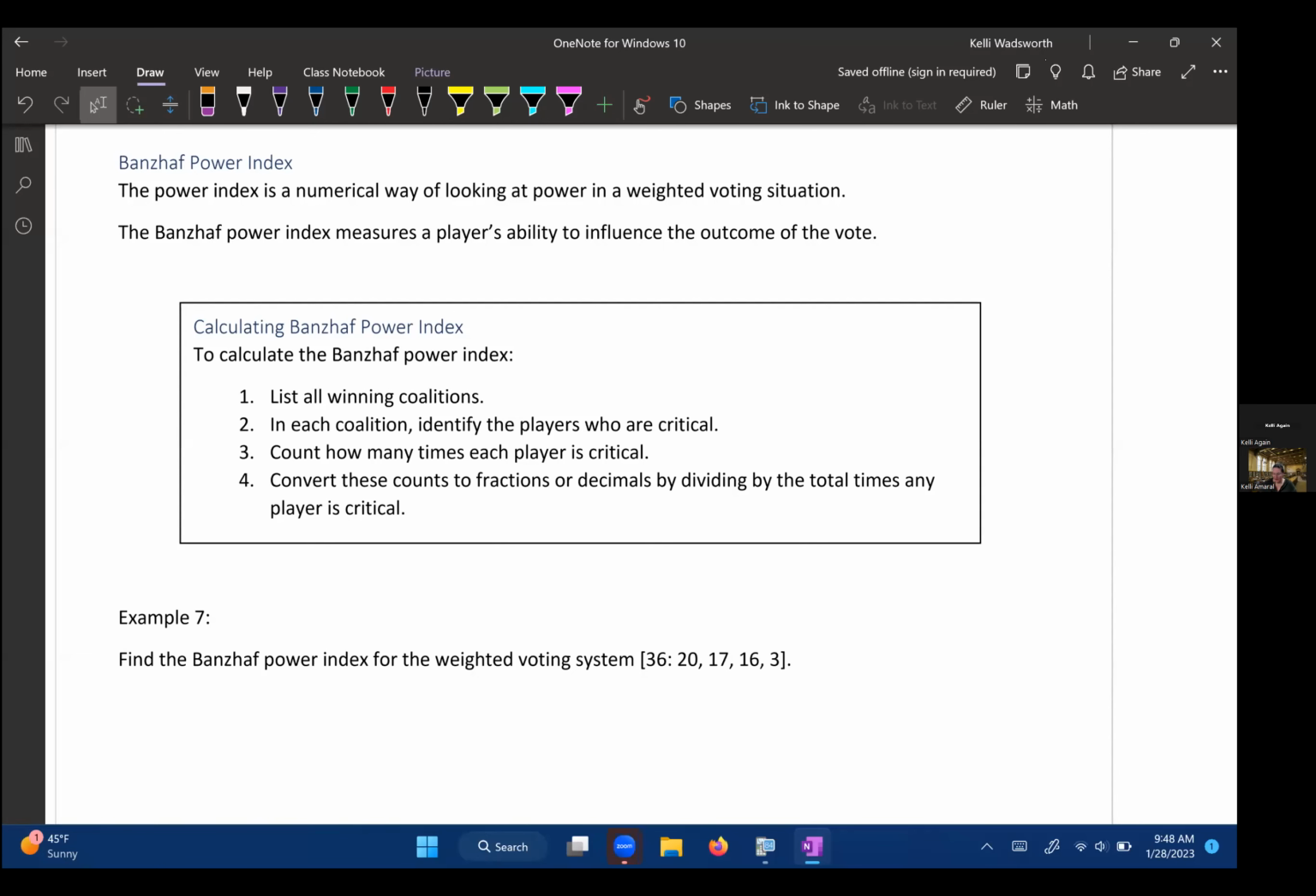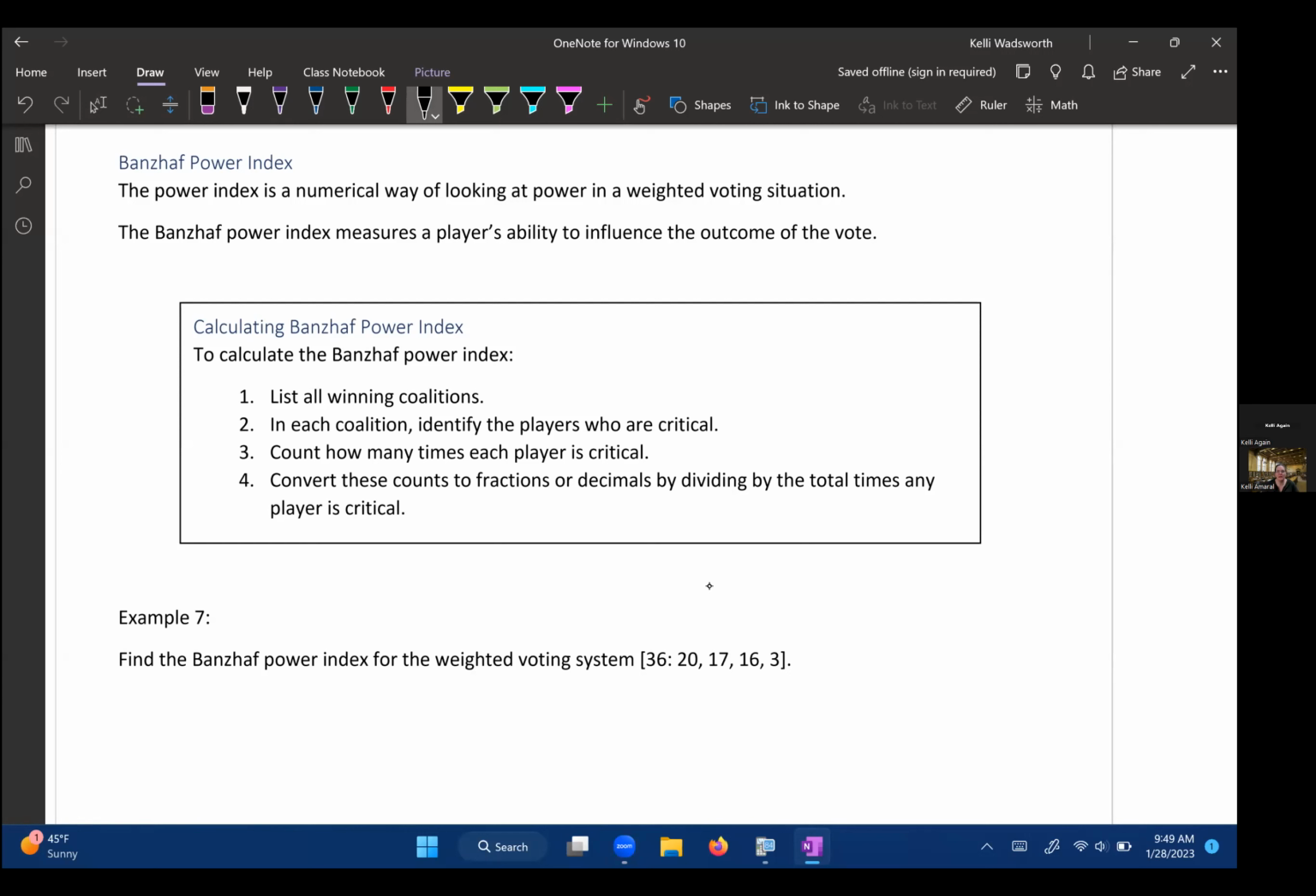Hello. All right, here is another lecture video about weighted voting systems. And here we're going to talk about power indices, the plural of index, or a couple of ways you can quantify the amount of power that someone in a voting system or coalition has. It's a way to put a number on it.